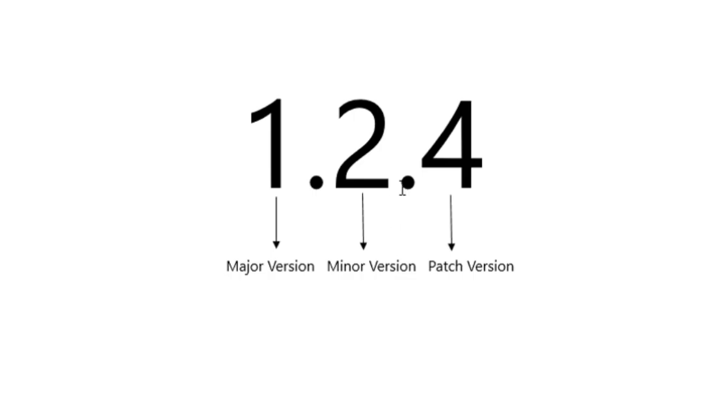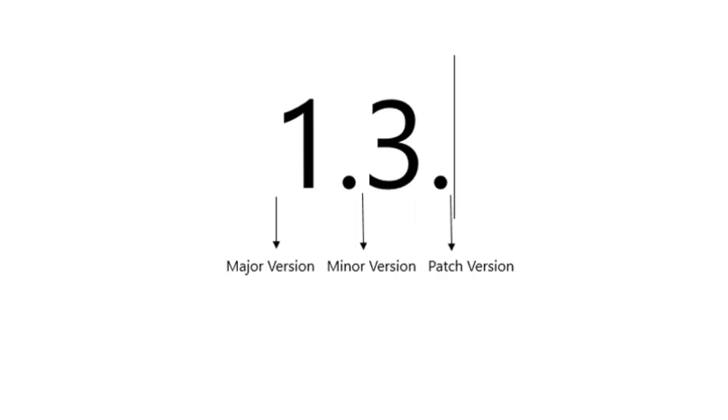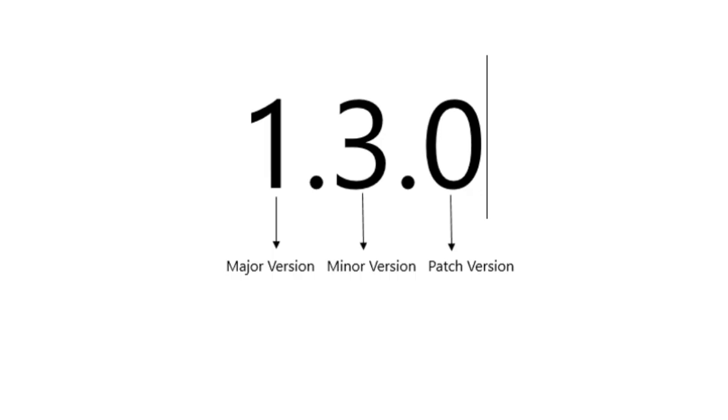So now let's talk about the minor version. If you add a new feature or function to your software without breaking anything that already works, you must increase the minor version. This applies only when the major version is greater than 0. So in our case, we increase 2 to 3 and then reset 4 to 0.